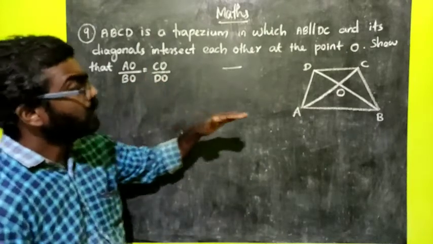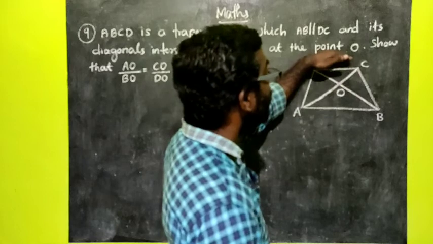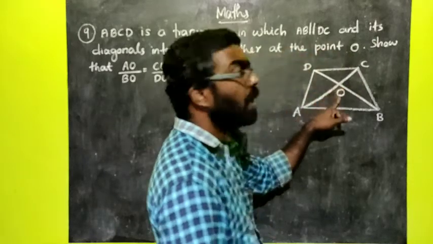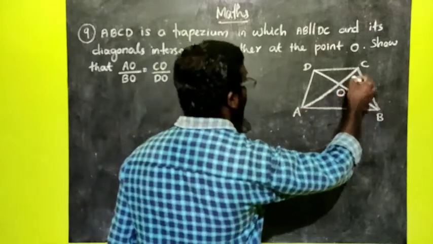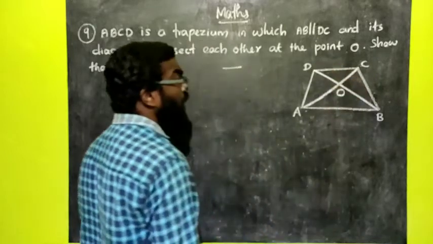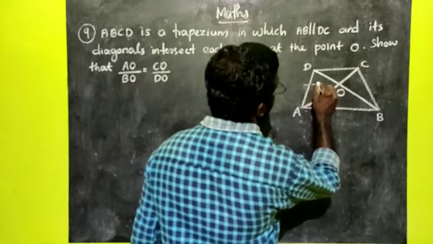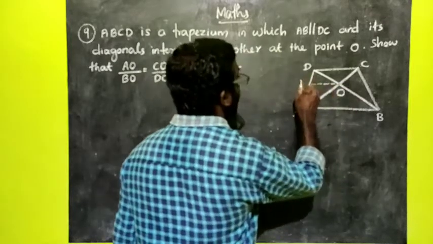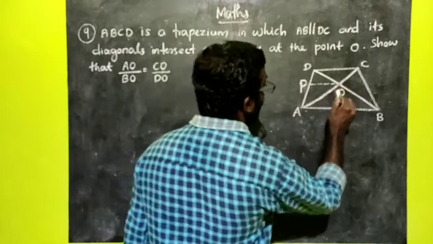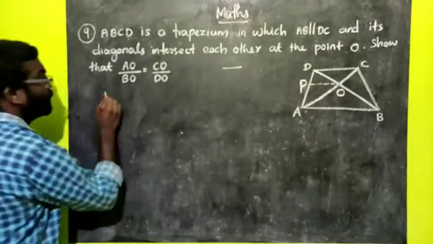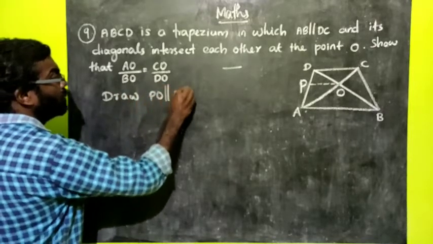In this question we are given a trapezium in which the parallel sides are AB and DC and the diagonals intersect each other at the point O. We have to prove AO by BO is equal to CO by DO. So first of all I am going to draw one line PO which is parallel to AB. So draw PO parallel to AB.